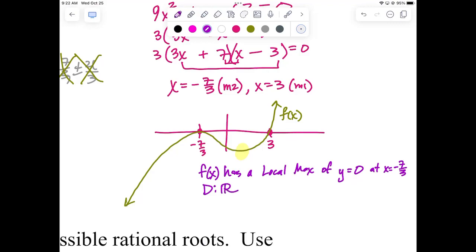Yeah. What's the domain of this function? All real numbers. What's the range of this function? All real numbers. Yeah. Good. How many total local or relative extrema does it have? 2. A local max and a local min. Okay, good.